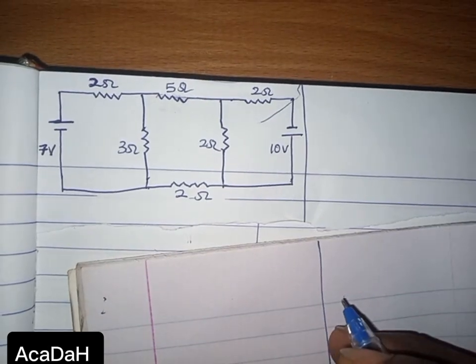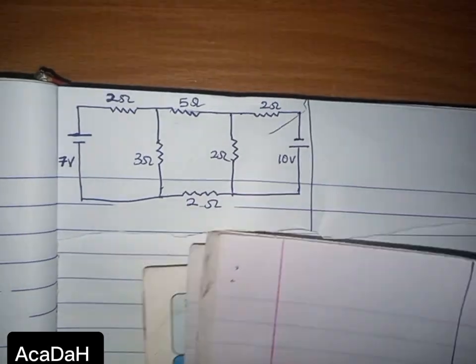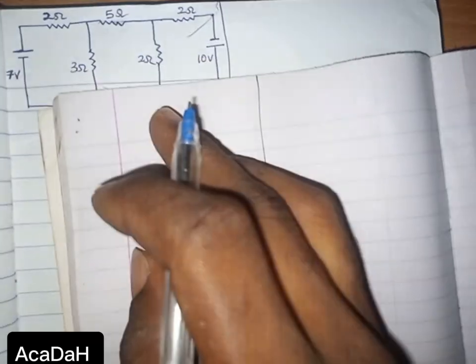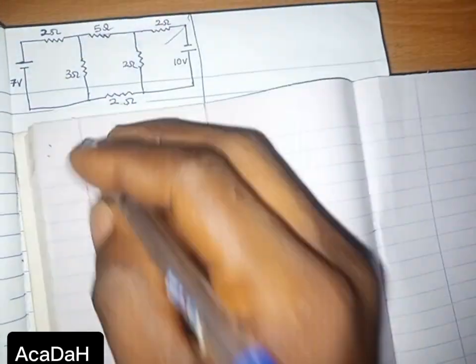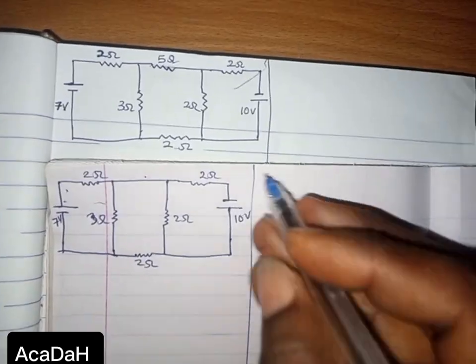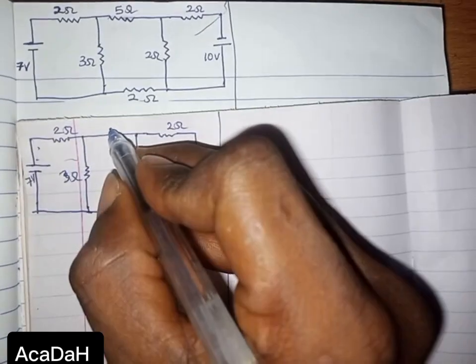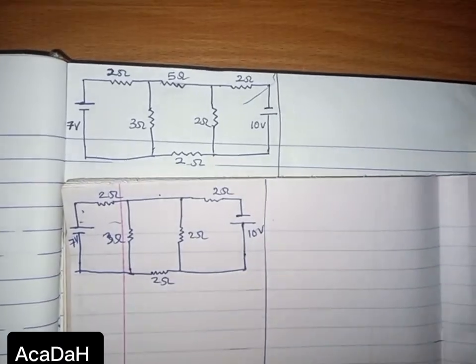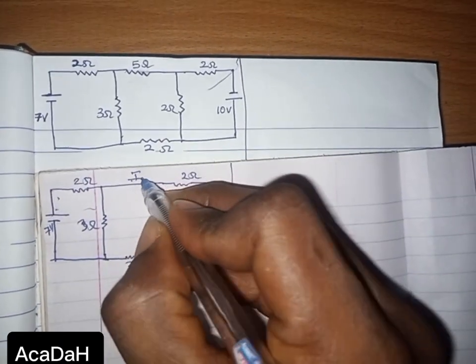So in this question we are expected to find the current through the 5 ohm resistor. In order to do that, applying Norton's principle, we just have to short circuit it. And when we short circuit, let's redraw. When you short circuit it, you see that the current on the 5 ohm resistor becomes IN.